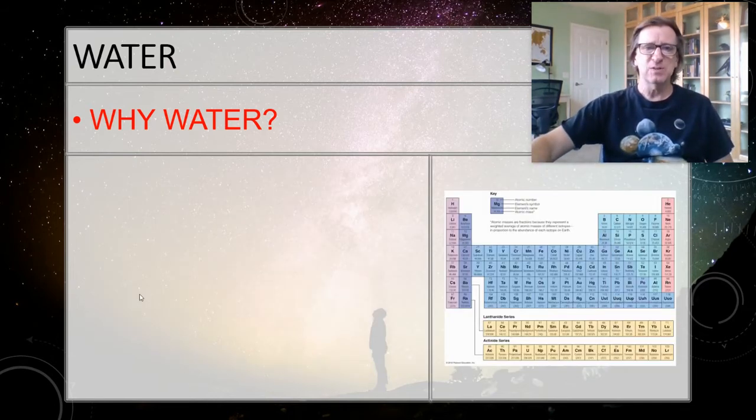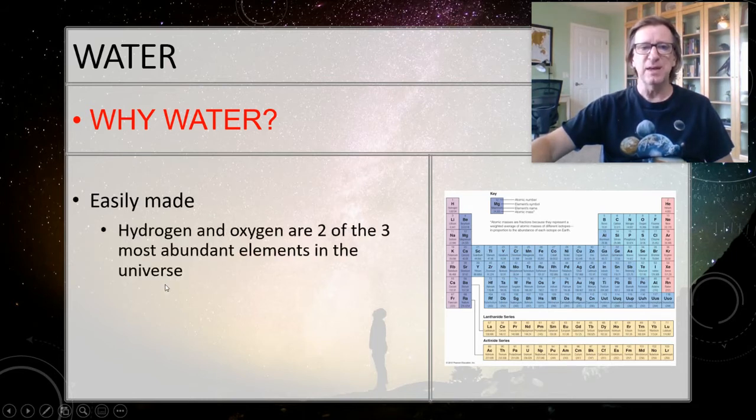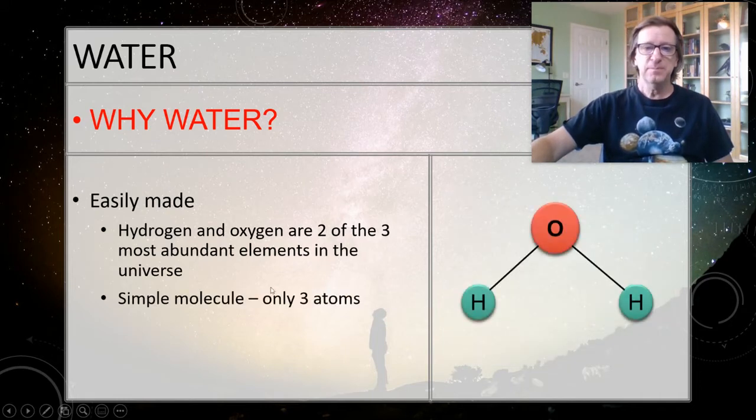So what is it that makes water so special? Well, first of all, obviously it's easily made. Hydrogen and oxygen are two of the three most abundant elements. And then water has this particular shape here that's going to be real important. This angle is somewhat unique among substances, and that's actually what gives it its property.